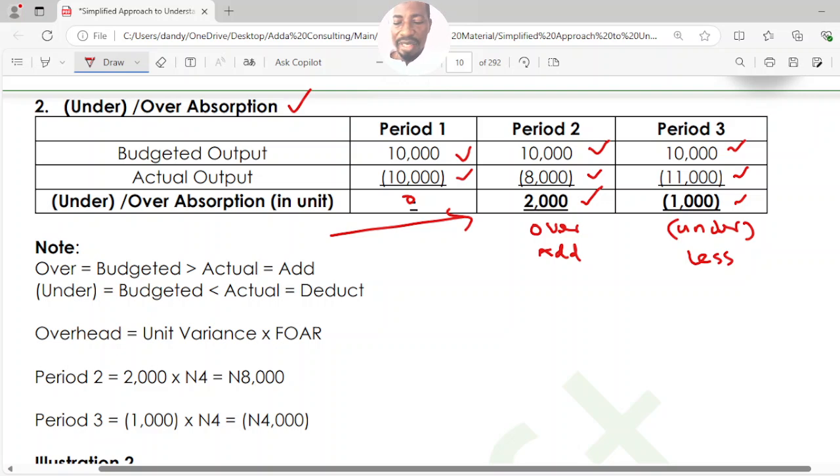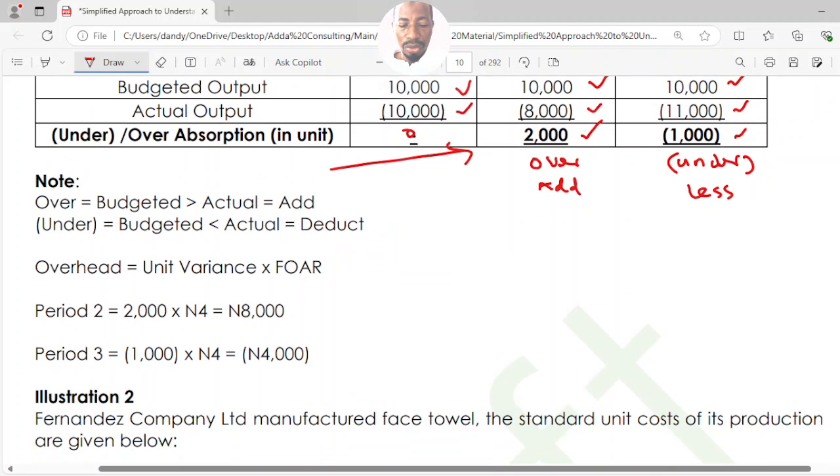What is the fixed overhead absorption rate? The fixed overhead absorption rate is the fixed production overhead per unit, which is 4 naira. So in period one, we don't have any variance in the overhead absorption. The next thing I need to do is go to period two. In period two, we have 2,000. Therefore, 2,000 multiplied by 4 naira gives us 8,000.